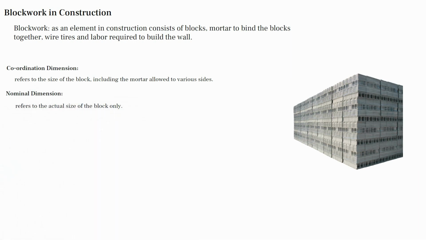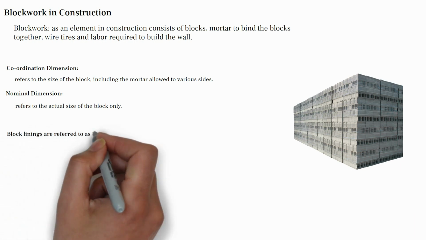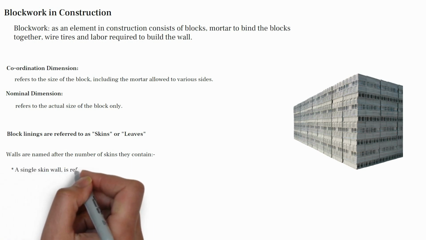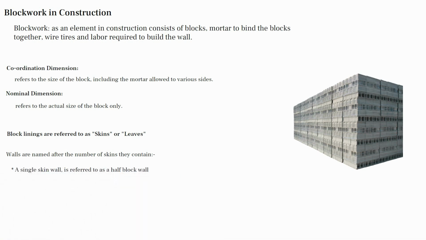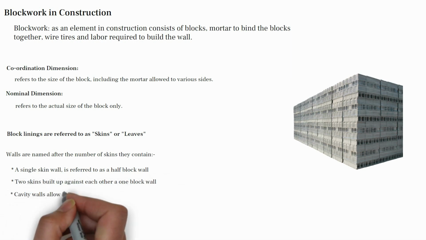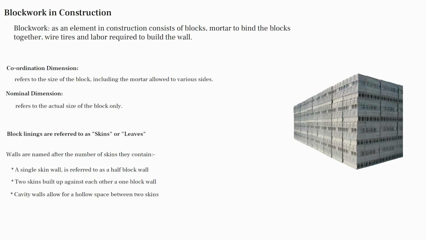Block linings are referred to as skins or leaves. Walls are named after the number of skins they contain. A single skin wall is referred to as a half block wall. Two skins built up against each other make a one block wall. Cavity walls allow for a hollow space between two skins. A three skin wall is called a 1.5 block work.